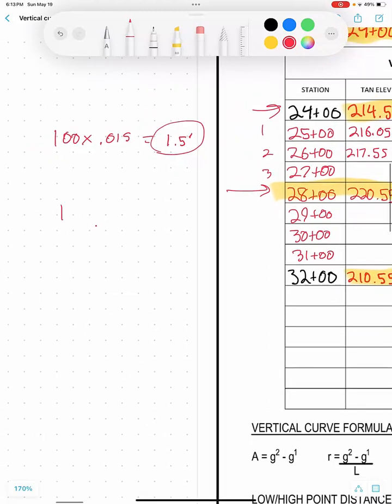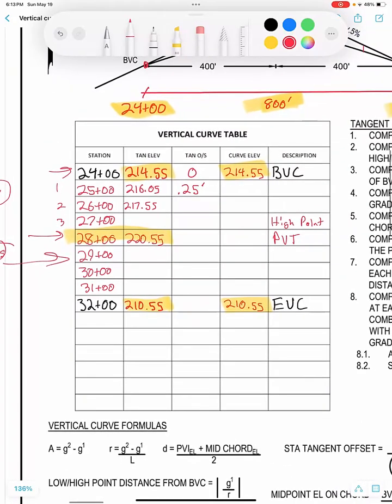And then it's 100 times negative 0.025, or negative 2.5, and then those go feed there. So you guys should be able to fill the rest of those out.